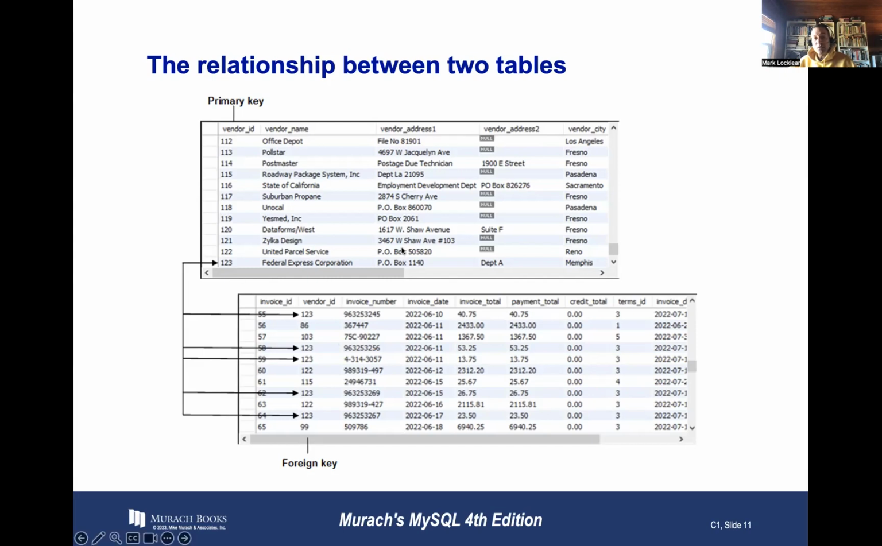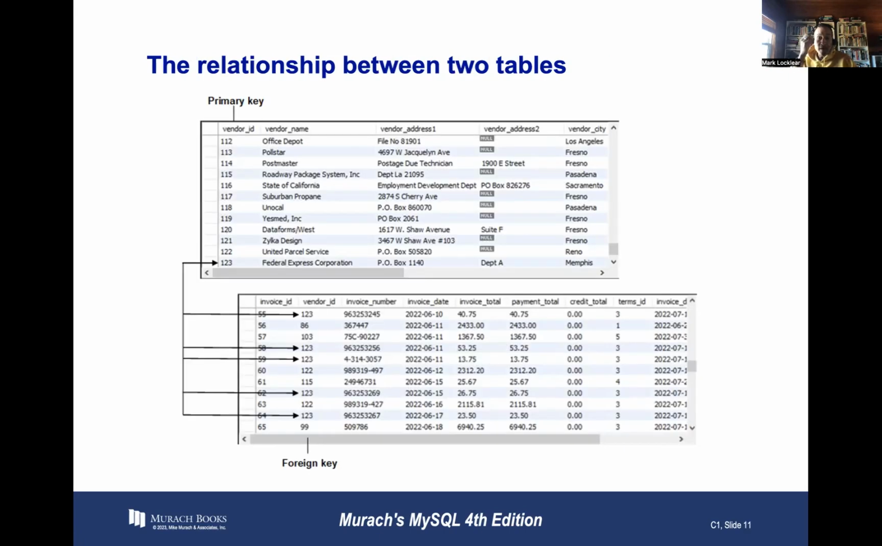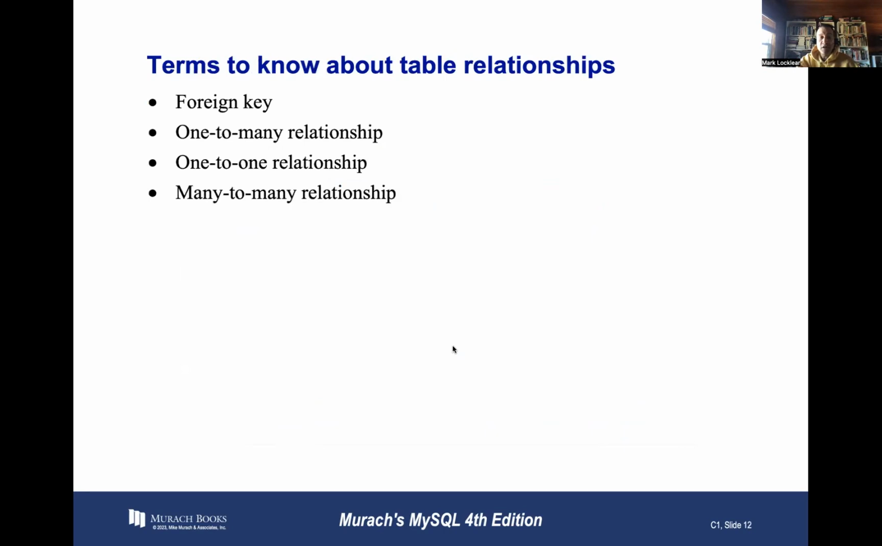So this actually represents what we call a one-to-many relationship, and I think this next one has terms here. So this is a one-to-many relationship. The idea is that in this case, one vendor can have many invoices, right? One vendor, in this case Federal Express, has many invoices. They're doing all kinds of work for this particular business, so they're going to have more than one invoice associated with it. Again, that's that one-to-many relationship.